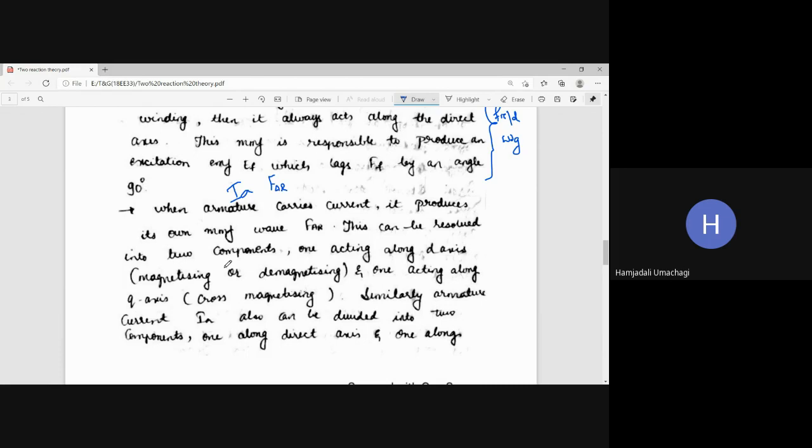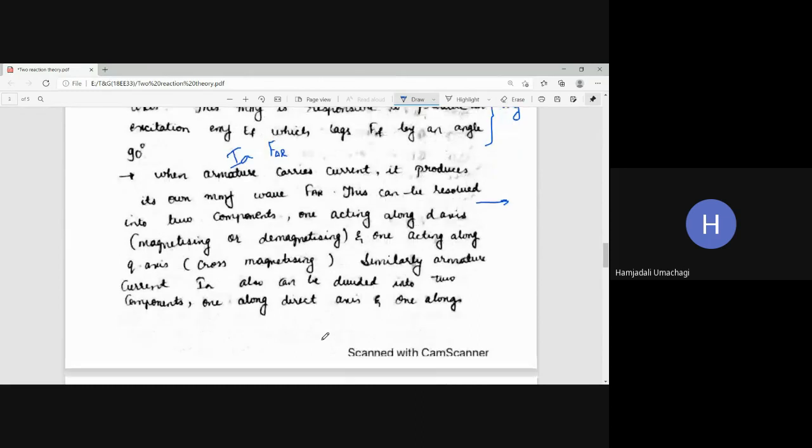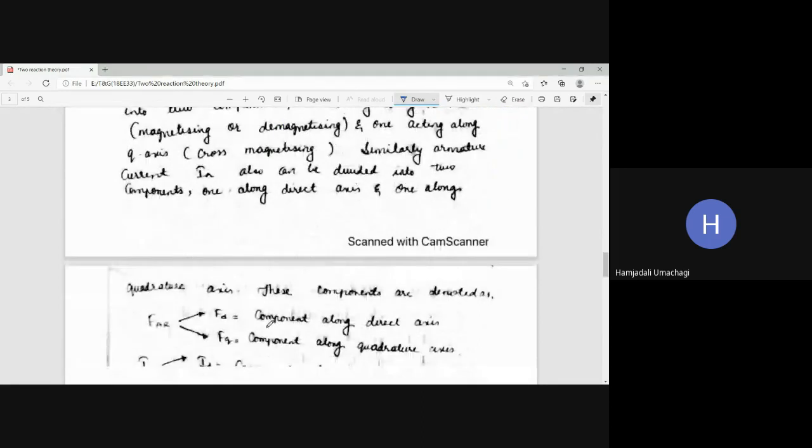This can be resolved into two components. The armature MMF wave has two components. One acts along the direct axis, and that will be either magnetizing or demagnetizing. The one acting along the quadrature axis, the q-axis, will be cross magnetizing, giving the effect of cross magnetizing. Similarly, the armature current IA is also divided into two components, one along the direct axis and another along the quadrature axis.